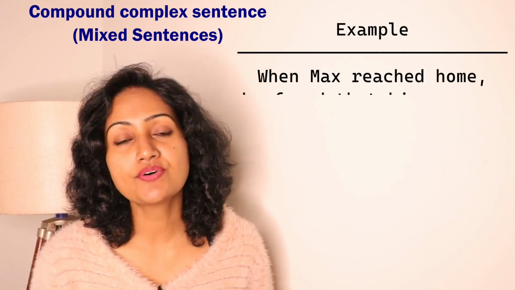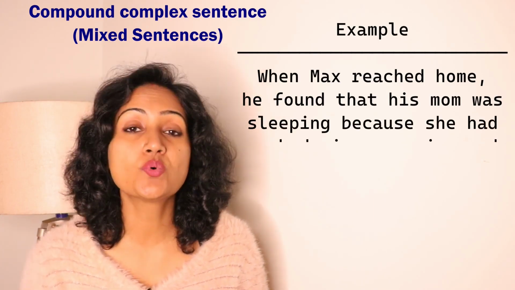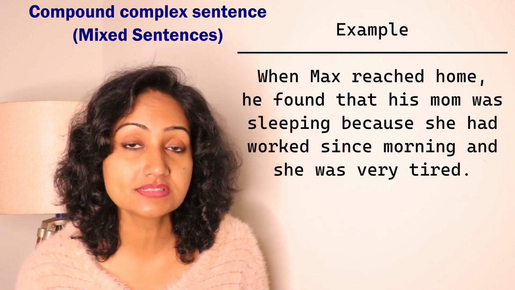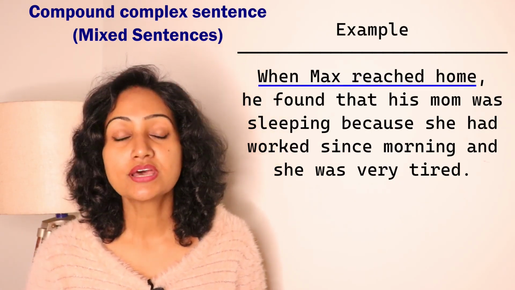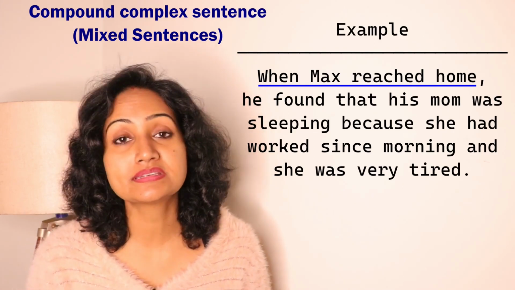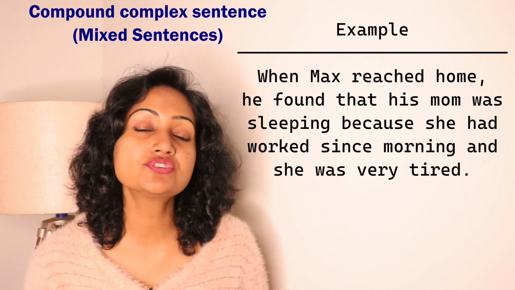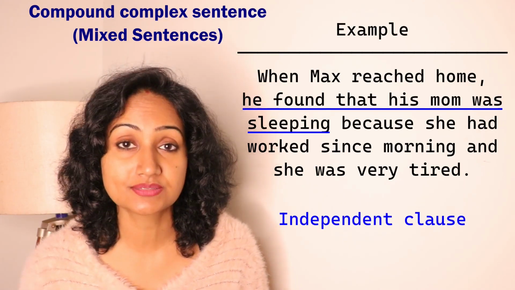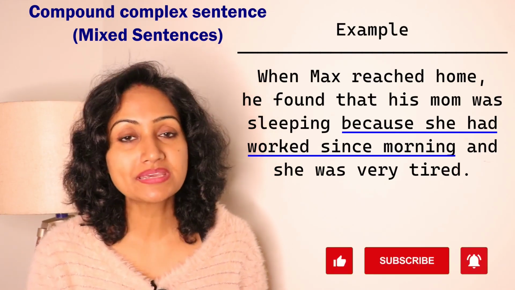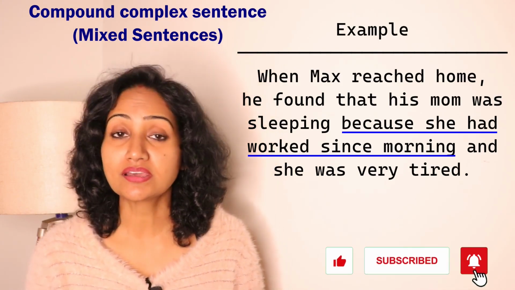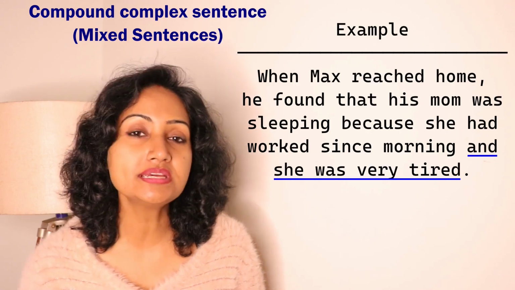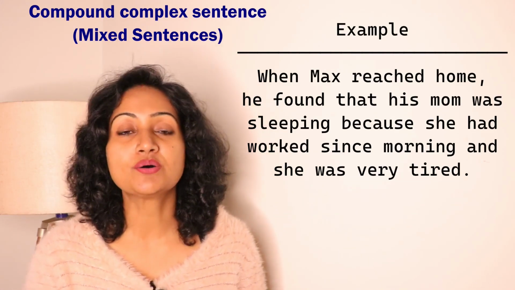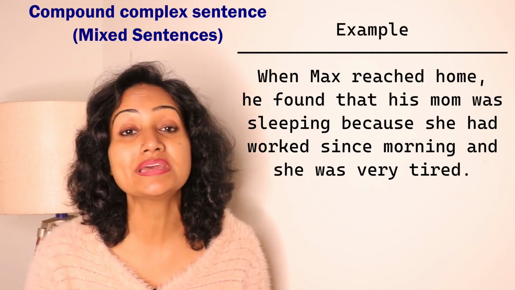When Max reached home, he found that his mom was sleeping because she had worked since morning and she was very tired. So in this sentence, we have two dependent clauses and two independent clauses. First is "when Max reached home," which is a dependent clause. "He found his mom was sleeping" is an independent clause. "Because she had worked since morning" is again a dependent clause, and "she was really tired" is an independent clause. So this is a compound complex sentence because it has two dependent clauses and two independent clauses.